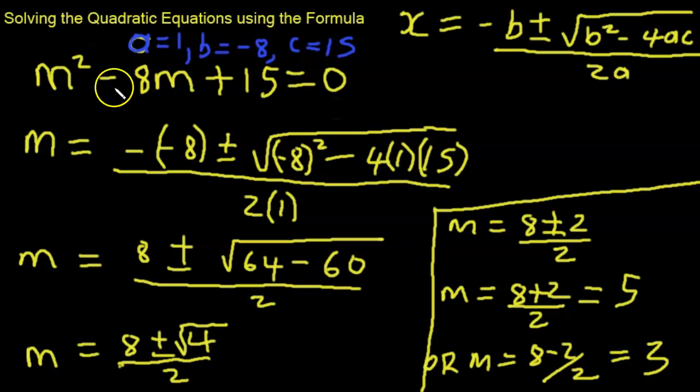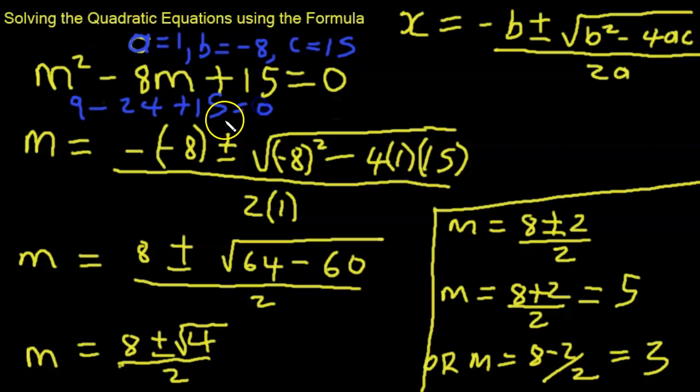And you could test these values. If you replace m with 5, you'll get 5 squared, which is 25, minus 8 times 5, that's minus 40, plus 15. And the 25 and the 15 give you 40. 40 minus 40 will end up with 0. Or you could try the positive 3. If you replace m with 3, you get 3 squared, which is 9, minus 8 times 3, that's 24, plus 15. And 9 and 15, that's 24. 24 take away 24, that's 0.